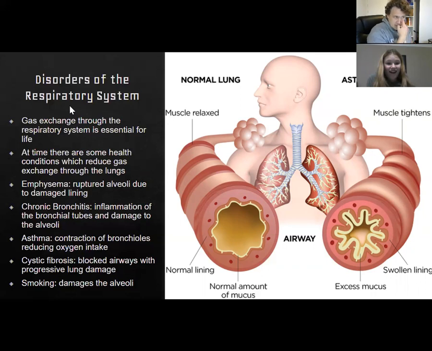So chronic bronchitis. People with emphysema often cough up blood because the alveoli is surrounded by capillaries, which rupture and bleed into the lungs. Chronic bronchitis, inflammation of the bronchial tubes and damage to the alveoli. Don't know if you've heard a kid with bronchitis cough, but it is a horrible hacking cough that doesn't seem to ever go away.